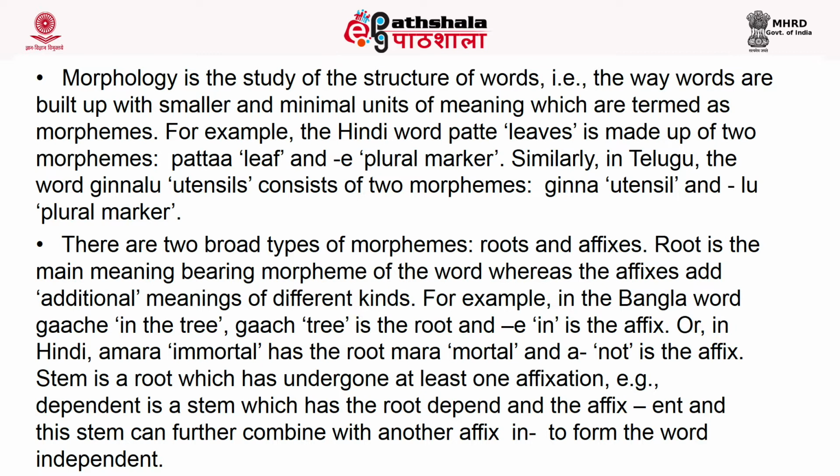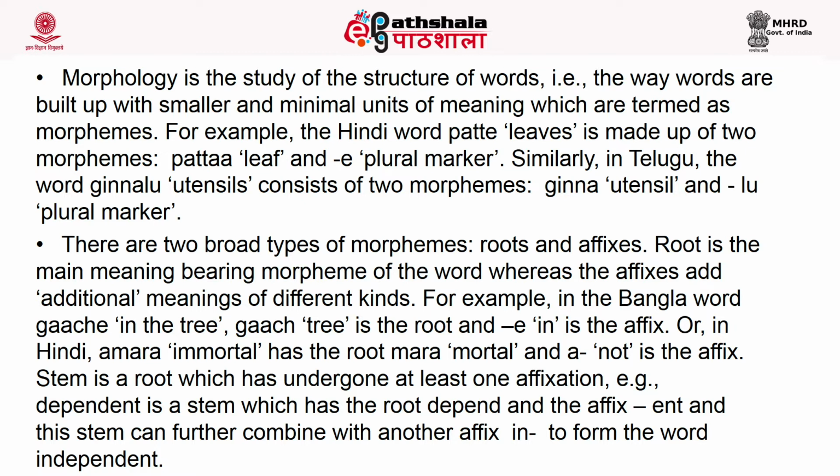Words are built up with smaller and minimal units of meaning, which are called morphemes. For example, in Hindi, ladki is a morpheme, and iyan is a plural marker, which is also a morpheme, and together they make ladkiyan. In Telugu, ginna is a morpheme, which means vessel, and lu is a plural marker, and together they make ginnalu, which is vessels. In Bangla, similarly, we have chele for boy and ra for plural, and together they make chelera. In English, boy plus s, boys.